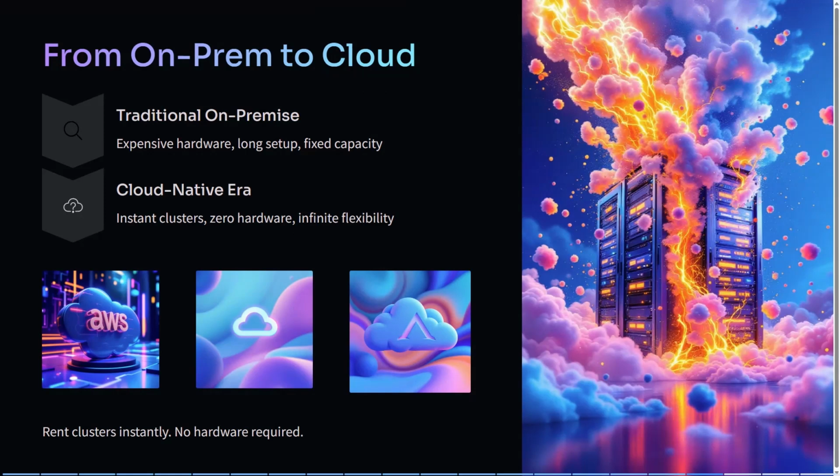Before cloud computing, companies had to buy and maintain their own servers. This meant expensive hardware, long setup times, and a fixed capacity that was hard to upgrade. Cloud platforms completely changed this model. Now you can create clusters instantly, scale them up or down, and you don't need to buy any physical machines. This made big data processing much easier, cheaper, and more flexible for everyone.